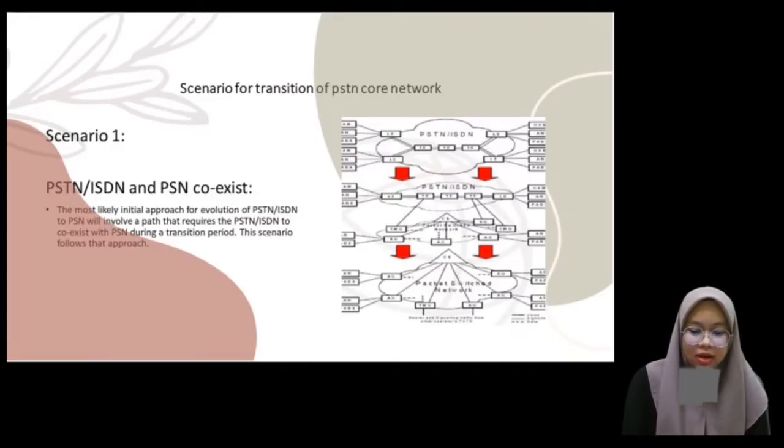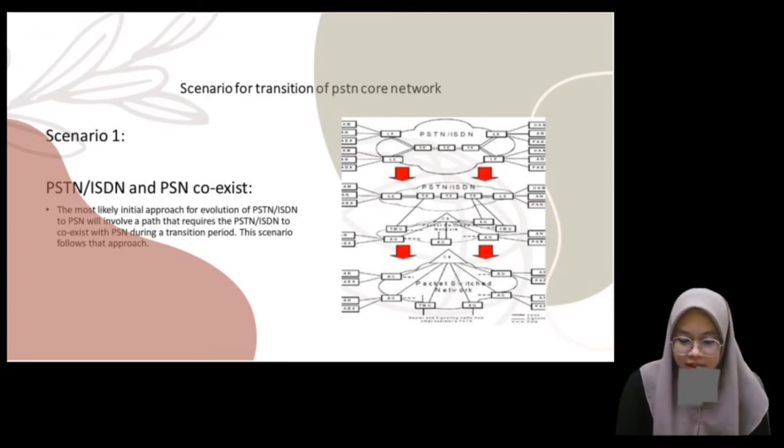Scenario for transition of PSTN core network. Scenario 1. PSTN, ISDN, and PSN coexist. The most likely initial approach for evolution of PSTN, ISDN to the PSN will involve a path that requires the PSTN, ISDN to coexist with PSN during a transition period. This scenario follows that approach.